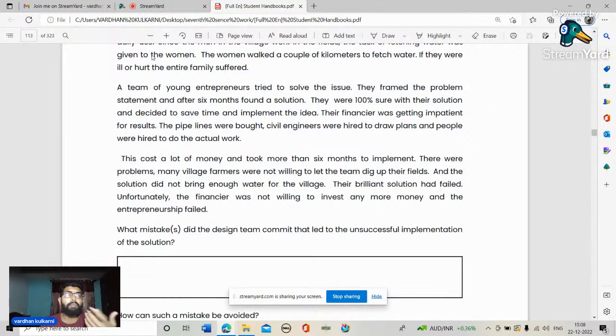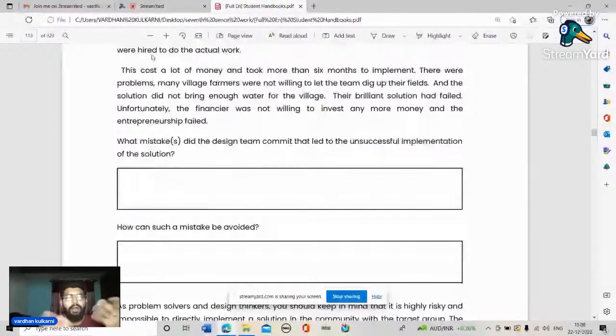The mistake by the design team led to the unsuccessful implementation of the solution. If you see this condition, the farmers didn't let anyone dig up their fields. Later on, if they had done a proper survey, or taken the situation into account, they could have implemented it in between the two fields and gotten a better output.